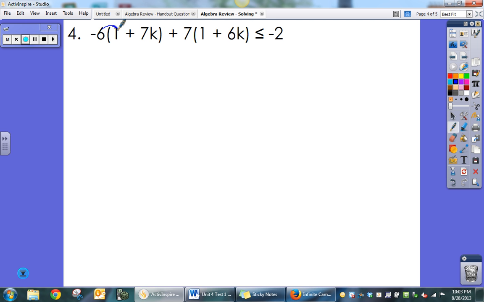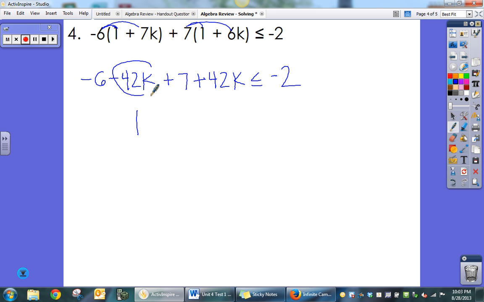Distributing my negative 6 and then distributing my 7, I get negative 6. Sorry, that should be a minus. Negative 6 minus 42k plus 7 plus 42k less than or equal to negative 2. Combine like terms on the same side. I've got negative 6 and positive 7 that make 1, and then both of these will cancel each other out, so I've got 1 is less than or equal to negative 2.